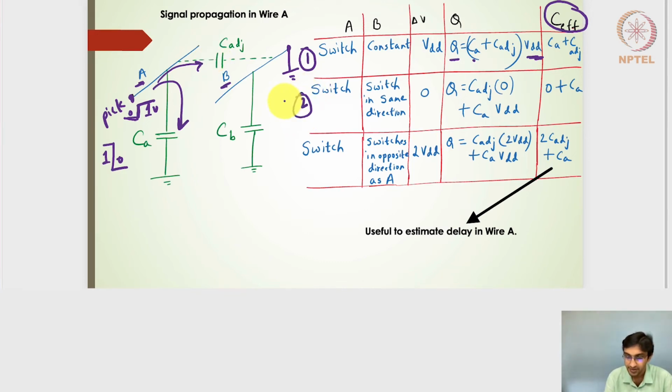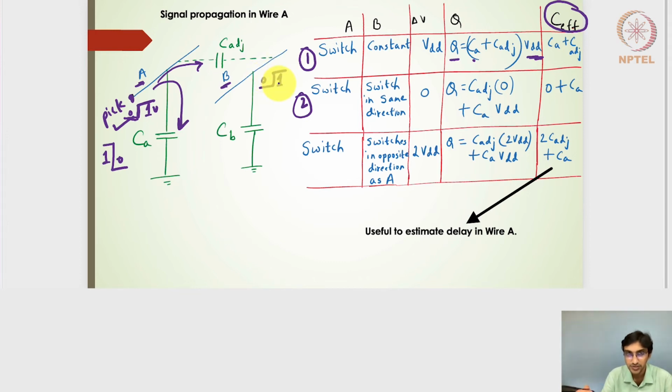The second case, wire A and wire B. So wire A is switching, either from 0 to 1 or 1 to 0. Wire B now is not held constant. In fact, it is also changing in the same direction, in the sense that if wire A is changing from 0 to 1, wire B is also changing from 0 to 1.